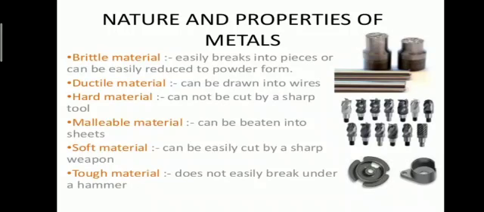Ductile material. I have already explained to you the ductility and malleability in the class. Ductile means they are soft and can be drawn into wires. Malleable means can be drawn into sheets. Hard material cannot be cut by a sharp tool. Soft material can be easily cut by a sharp weapon. It means that metals can be hard and can be soft. Tough material does not easily break under a hammer.